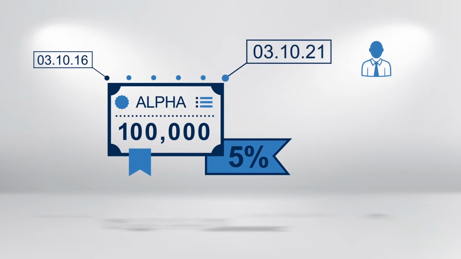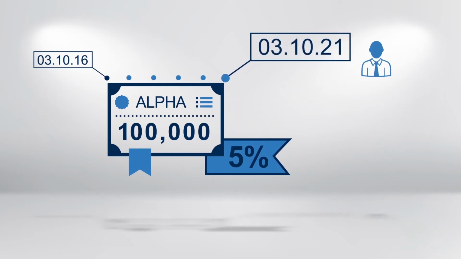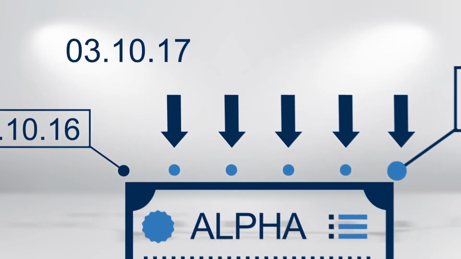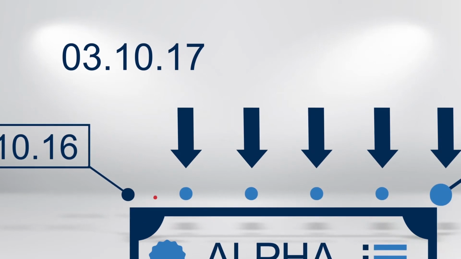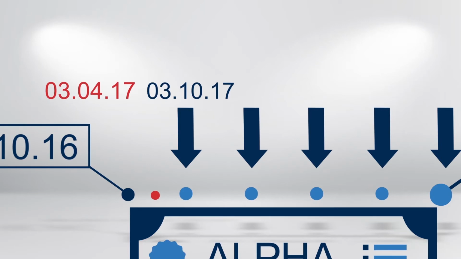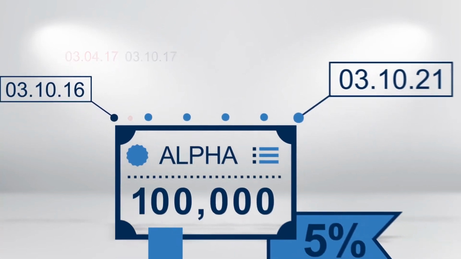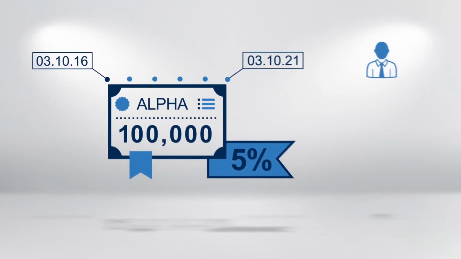The bond matures on the 3rd of October 2021. This tells us that the annual coupons will be paid on the 3rd of October each year, starting on the 3rd of October 2017. If this bond had paid semi-annual coupons, you would receive half the coupon on the 3rd of April 2017 and the other half on the 3rd of October 2017. Once you know the maturity date of the bond, you can easily work out the coupon payment dates.